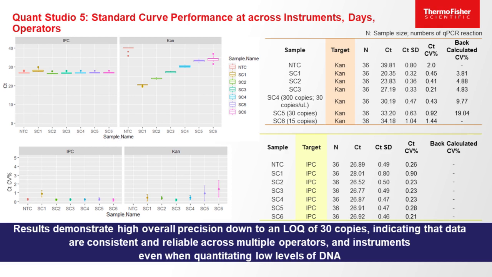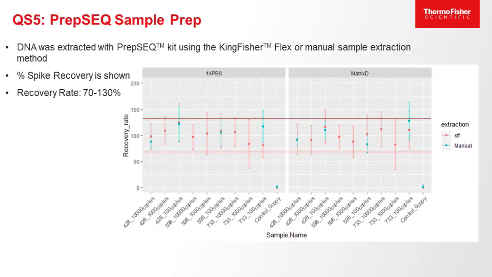The results shown here are from a large number of reactions that demonstrate high overall precision down to an LOQ of 30 copies per reaction. As you can see, the IPC CT remains steady across a wide range of kanamycin plasmid concentrations that were tested down to 15 copies. The assay is highly precise, and the performance is robust as measured by multiple operators, spanning multiple days and across multiple instruments.